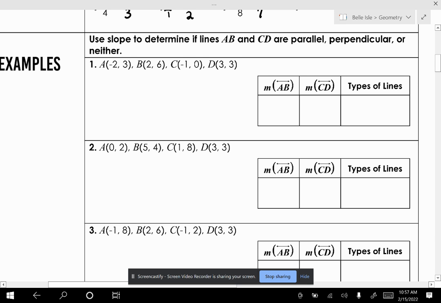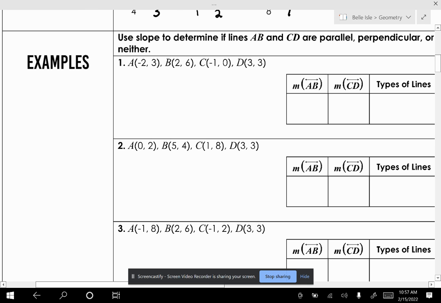So let's look down at these examples. You're going to have to harken back to your figuring out slope. Make sure you have your y2 minus y1 over x2 minus x1 just kind of in the back of your mind.